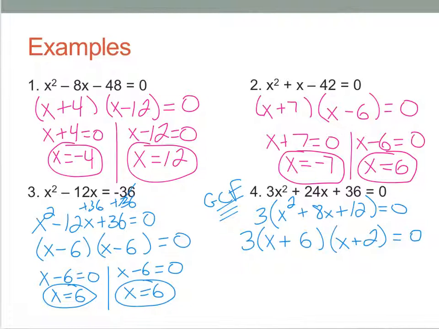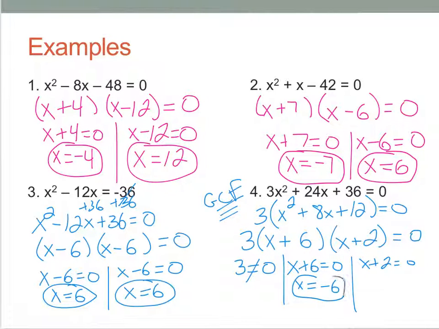Alright, so we're going to set all of our factors equal to 0. So 3 equals 0, which is not true, so we're just going to throw that answer out. So 3 is not a solution, but x plus 6 could equal 0, or x plus 2 could equal 0. So again, I'll still only get 2 solutions here. X could equal negative 6, or x could equal negative 2.